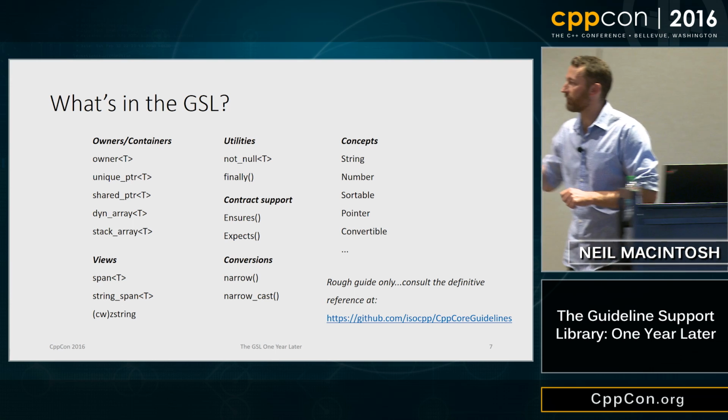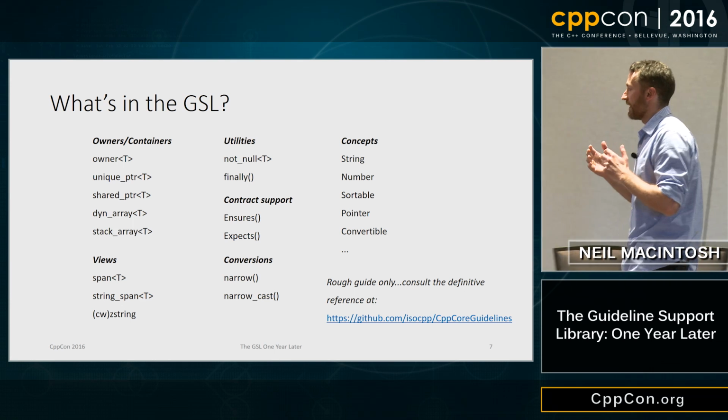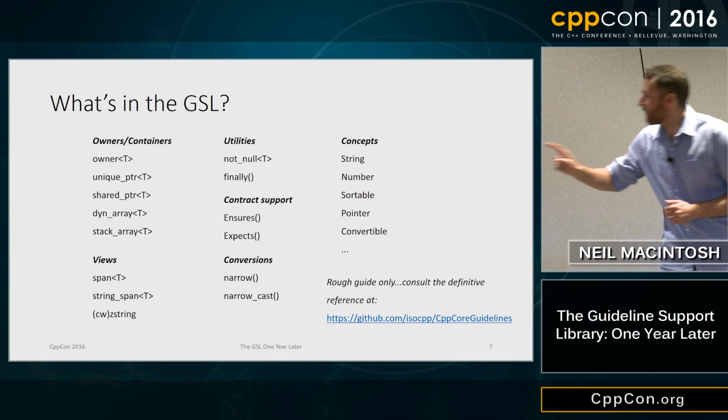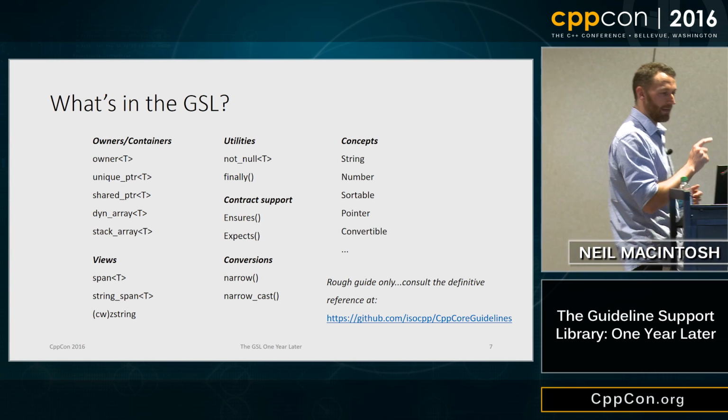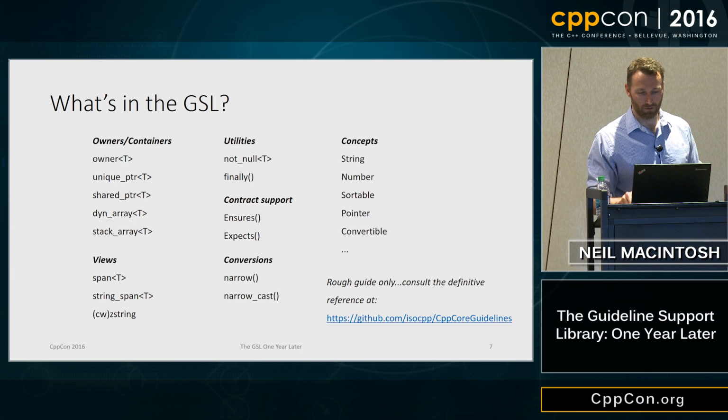So as I say, this is just a quick, rough guide. It's bigger than I did last year. There's probably things I've missed. There's a URL down the bottom to the core guidelines themselves, which is the definitive reference on things that should be in the GSL. So that's the place to go and look.